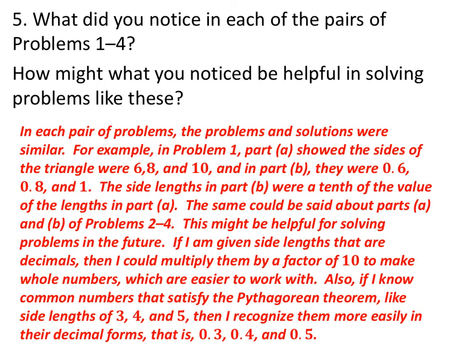Also, if I know common numbers that satisfy the Pythagorean theorem, like side lengths 3, 4, and 5, then I recognize them more easily in their decimal forms. That is 0.3, 0.4, and 0.5. So, these are called Pythagorean triples. We can scale those up or down, and as long as we have that relationship, we can manipulate the values to be something easier to work with.